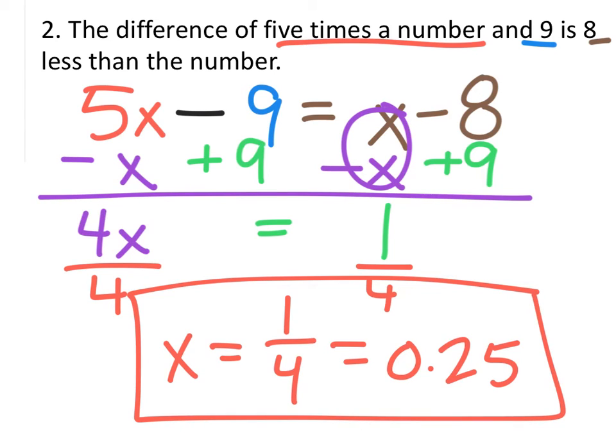Now you could double check this. Again, you would just use the words. The difference of 5 times the number. So 5 times 0.25 minus the 9. What would that give you? And then you do the same thing here. 8 less than 0.25 would give you some value. Looks like it would be a negative 7.75. All right, and that's the way you would check that.